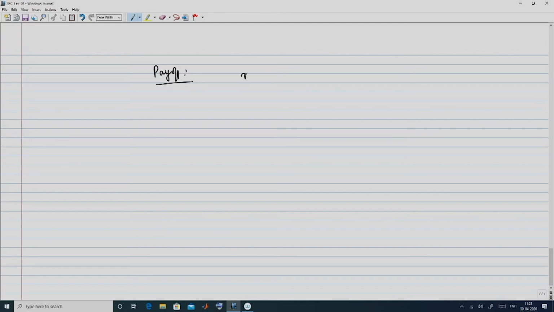So, in this case the payoff will be given by maximum of St minus k comma 0. The reason for this is the following: the party which has the right to purchase but not the obligation. So, if S of t is greater than k, then obviously the party which has the right to buy the asset is going to buy the asset for a price of k and then sell it in the market, thereby making a profit of St minus k.